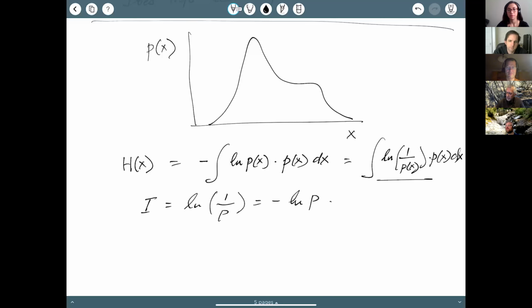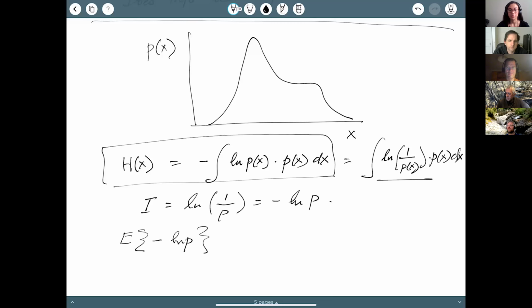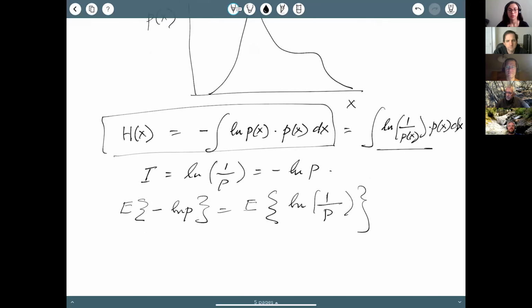Okay. And the idea here is that we're taking the expected value of minus log P, or equivalently the expected value of log of 1 over P. So we think of negative log P or log of 1 over P as being a surprise, right? So we're making the relationship here that entropy is the expected value of this quantity.